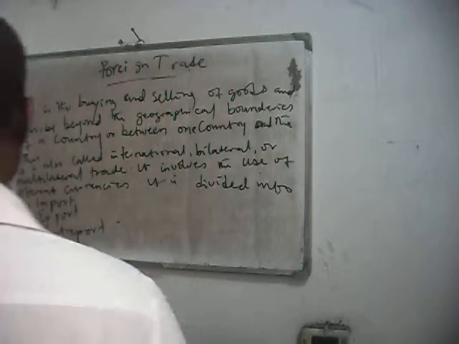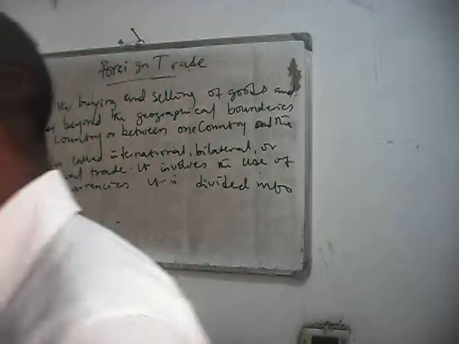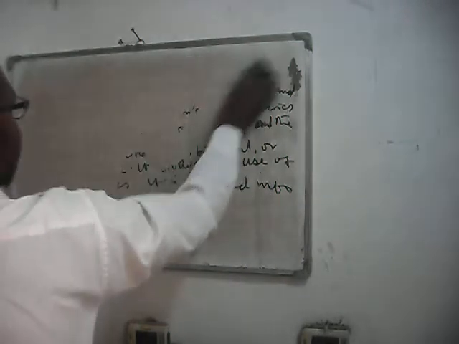Foreign trade is divided into three. It could be import, export, or entrepot. Import is when you are buying from another country into your country. What are the things Nigeria imports? Cars. Do we make cars here? We import most of the cars. Television, do we make them here? Computers, do we produce computers here? We import most of these.